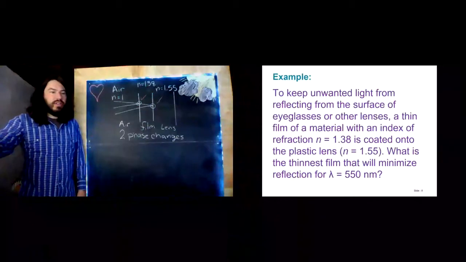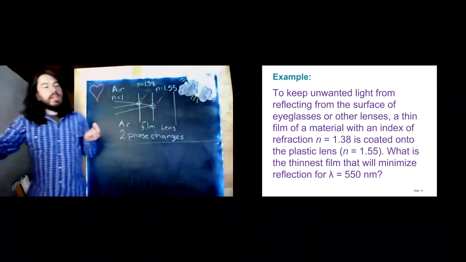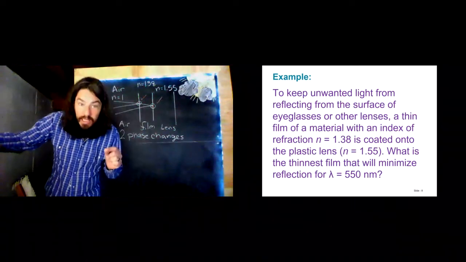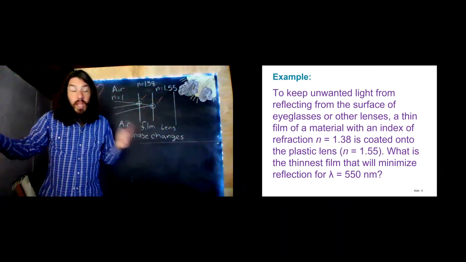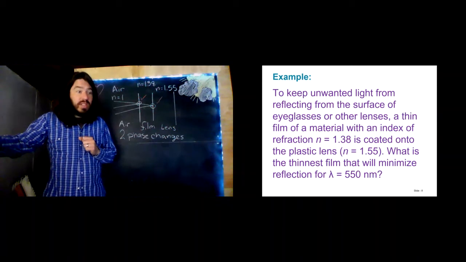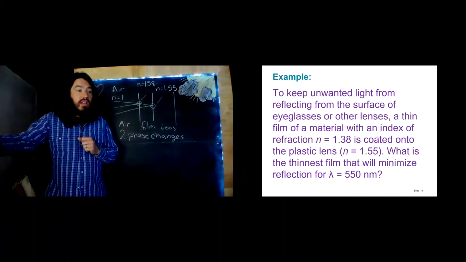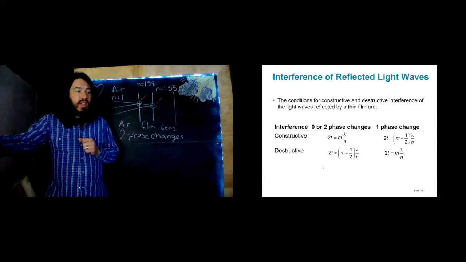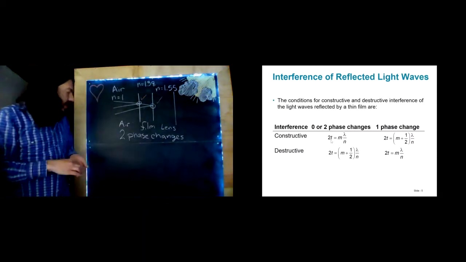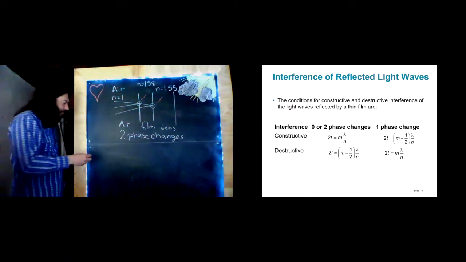Let's look back at the language of the problem. It says, what is the thinnest film that will minimize reflection? Constructive or destructive? It is destructive. We're looking for destructive interference. So, now we've decided where on this chart we are. We are 2 phase changes, destructive. This is the equation we want to use right here.